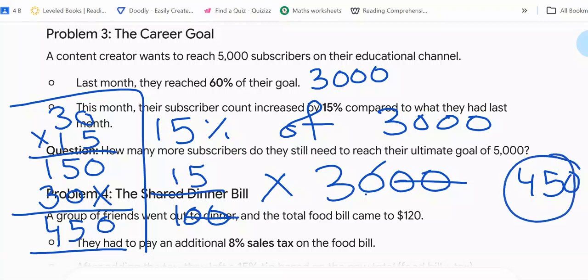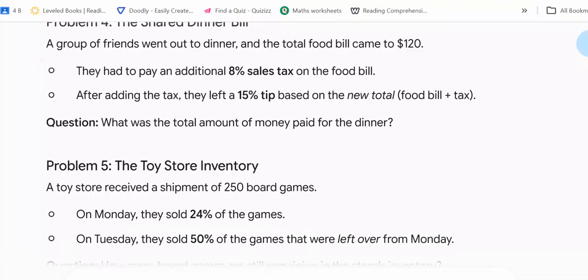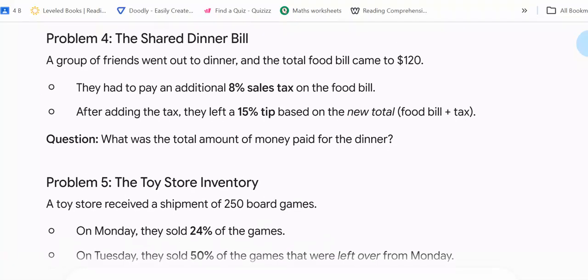We have to add this 450 to 3,000. So last month they got 3,000 subscribers, and this month they did 3,450 subscribers. I hope you understand this. Okay, now let's move on to problem number 4.